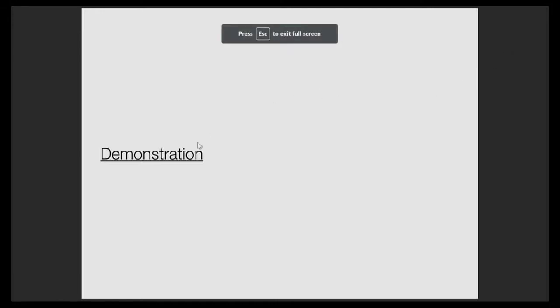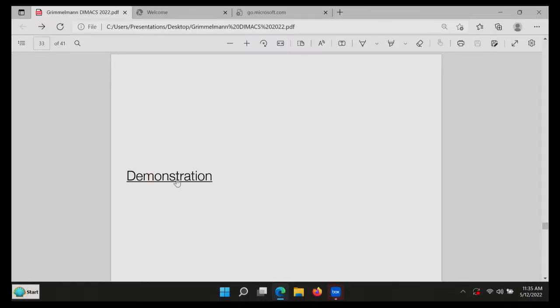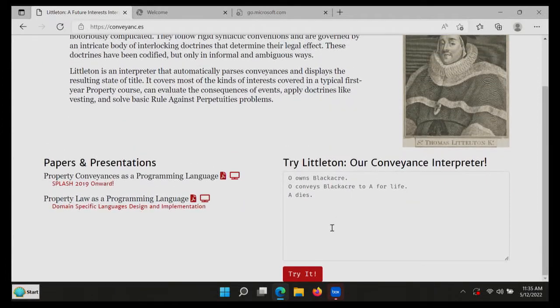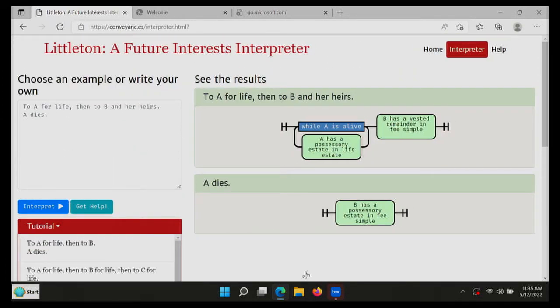So to the online demonstration, we will now go. So there is Sir Thomas Littleton, our namesake, and we're going to try out a couple of conveyances. So here is what the same conveyance we've been looking at looks like in its interactive form. And you can see that it provides not just the skeletal version of while A is alive, then to B, but it does all of the interest naming that we had in the sample problems from the book.